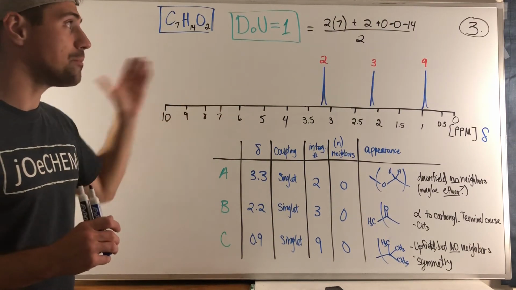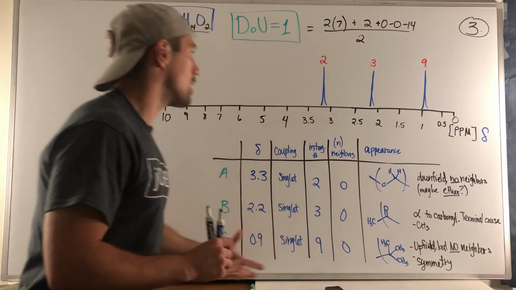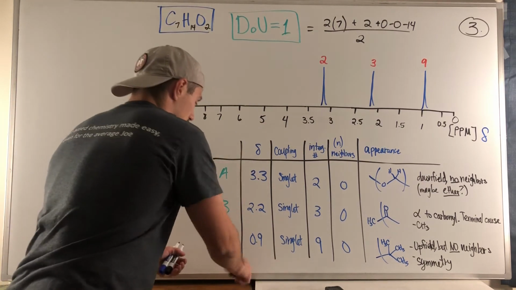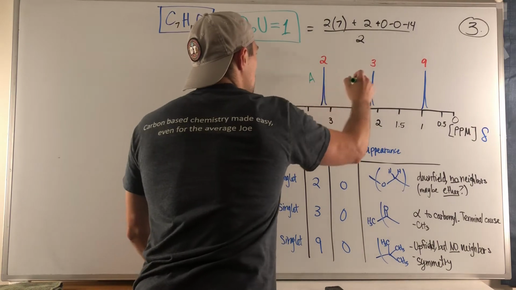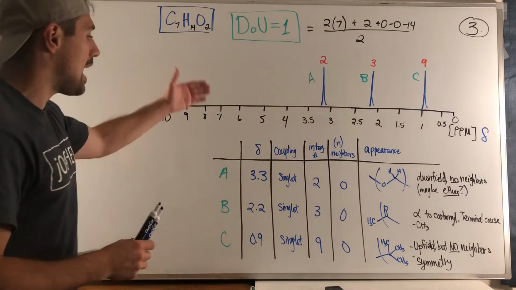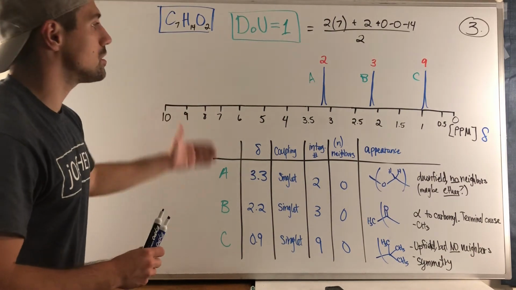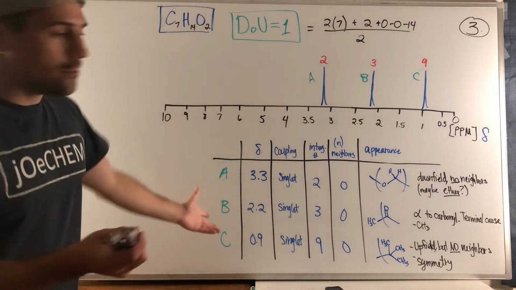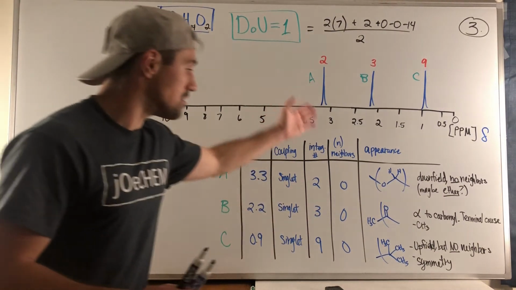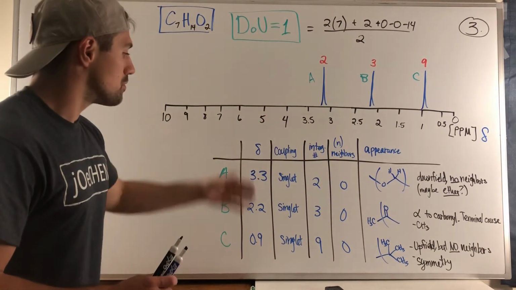Have some symmetry here. So if we make our chart, we see we have a peak at 3.3. I forgot to label these A, B, and C. So we have a peak at A at 3.3, a peak at B at 2.2, and then a peak around 1, maybe 0.9. They're all singlets, so no neighbors. This is goose eggs in the neighbor column. So very easy to fill out.